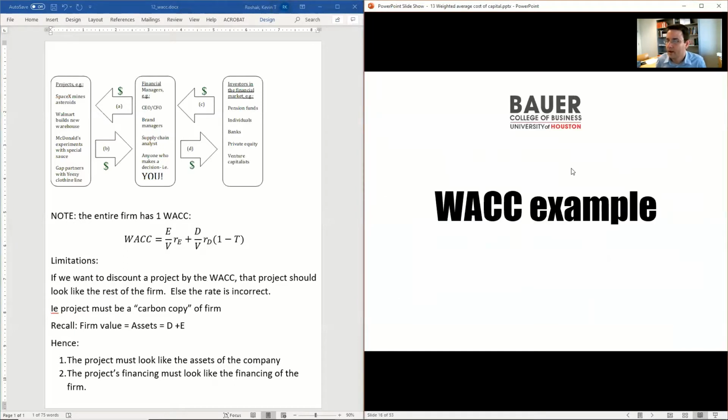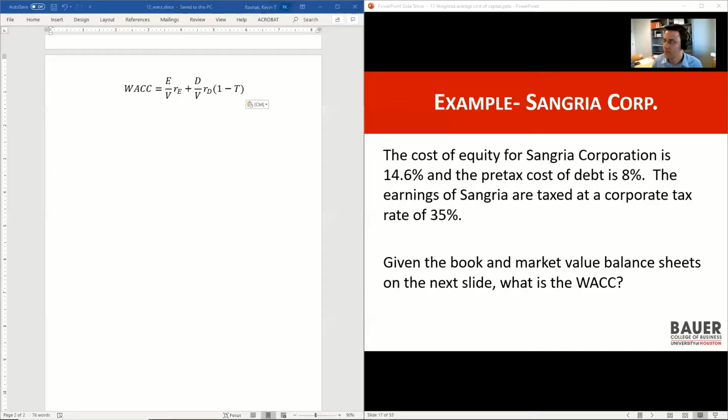Okay. Now that we've got the broad intuition, we have the formula down. We've talked about the limitations a little bit. I want to do a very simple example just to fix ideas and to make sure that we know what to do with the WACC once we have it, and what it gives us. We're going to consider this corporation, Sangria Corporation. First, we're going to compute their WACC, and then we're going to use that to value the company.